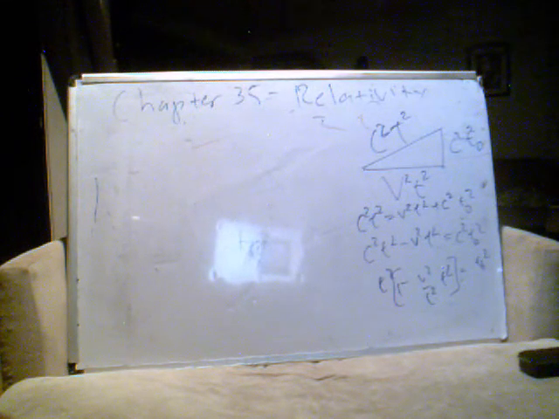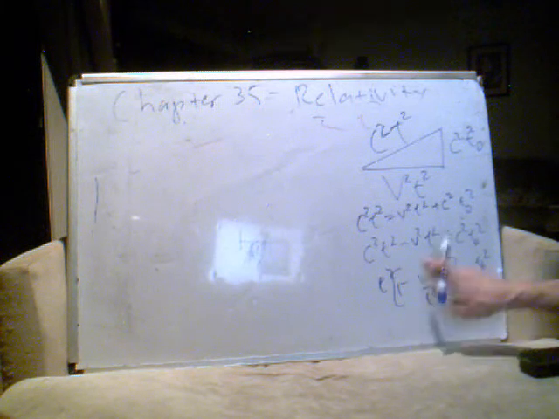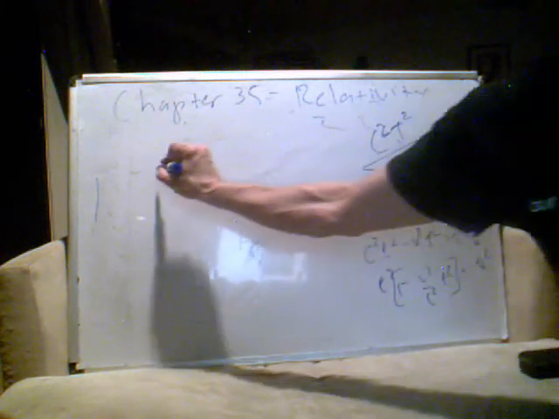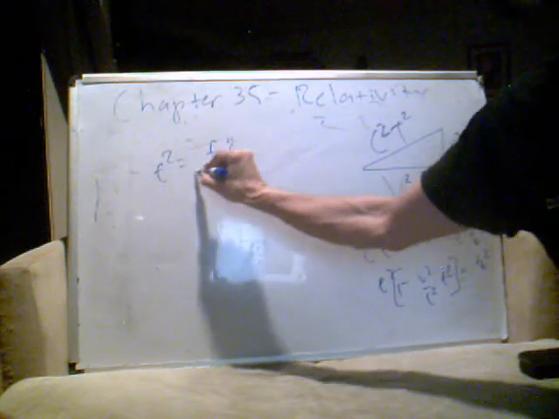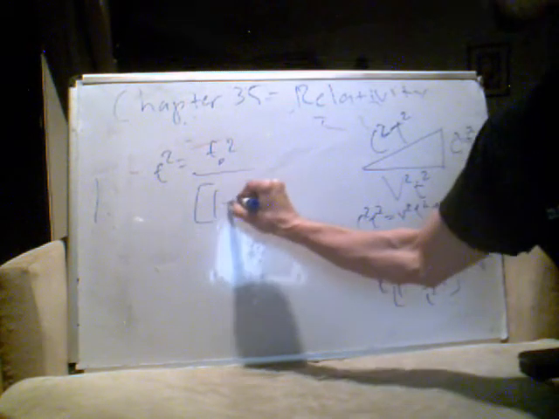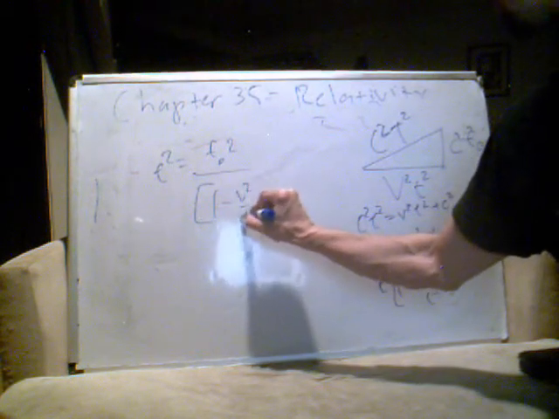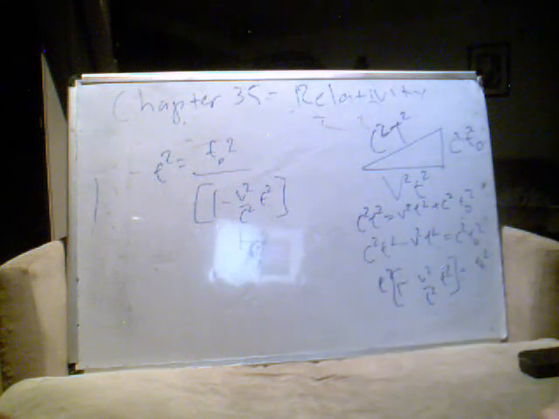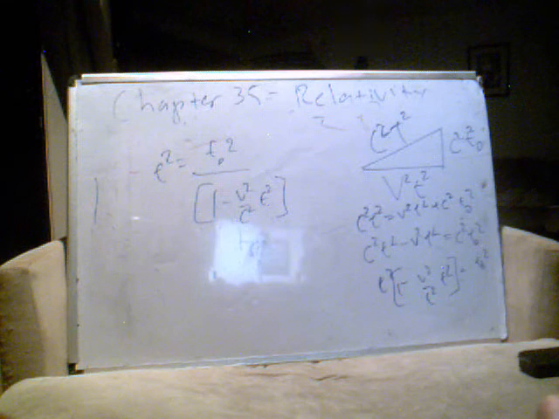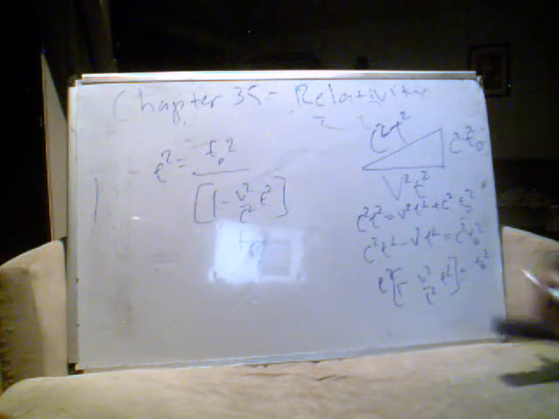Okay, now we're going to take this and divide it under here. So we're going to end up with t squared is equal to t naught squared over 1 minus v squared over c squared times t squared. No, that's not right. Sorry.